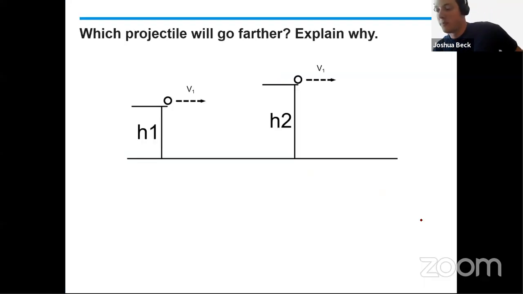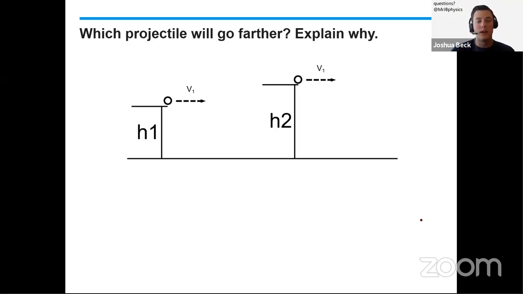So let's set up a little practice problem here. I've got two different ledges here, H1 and H2. H2 is obviously bigger than H1. They're both being launched with the same initial velocity. Which one's going to go further? I think most people recognize that the one on the right, this second ball number 2, is going to go further. So now that's not the interesting part.